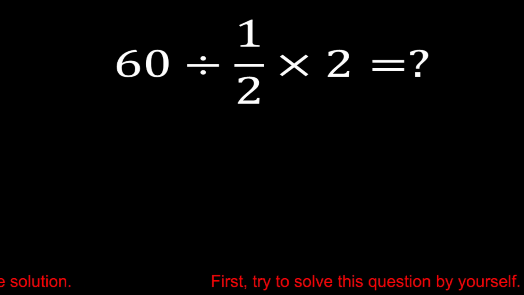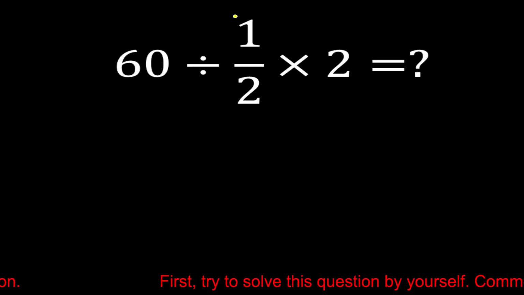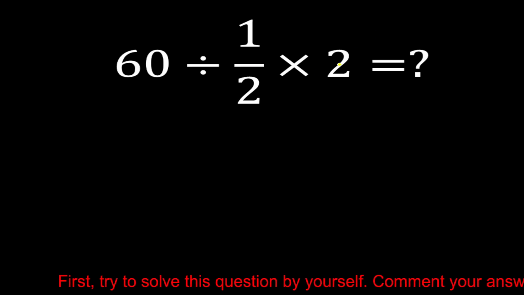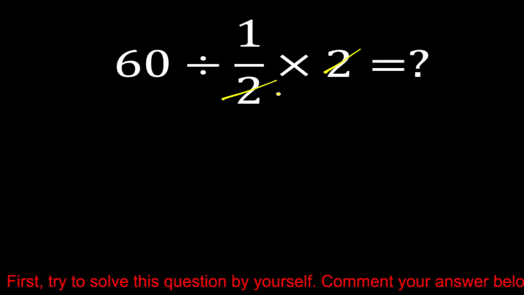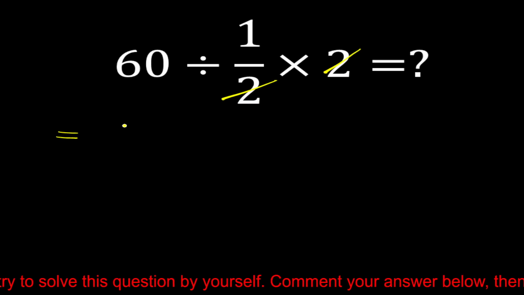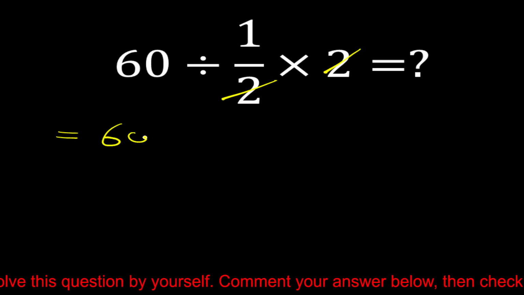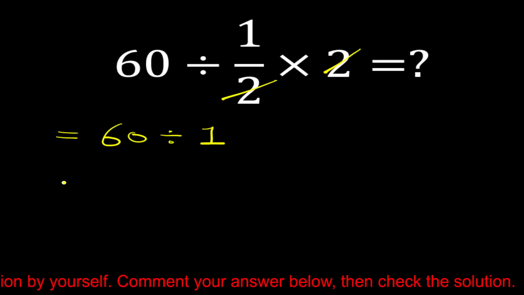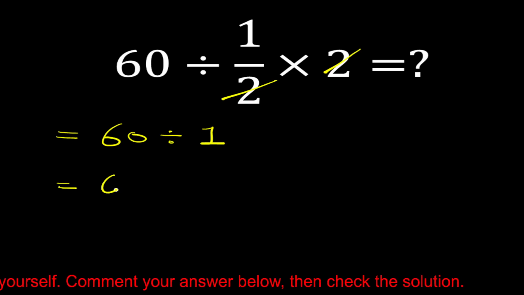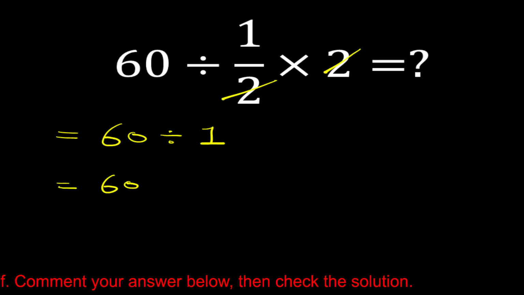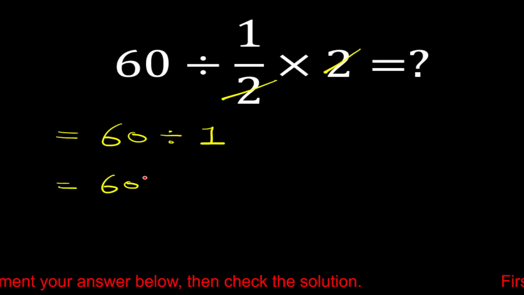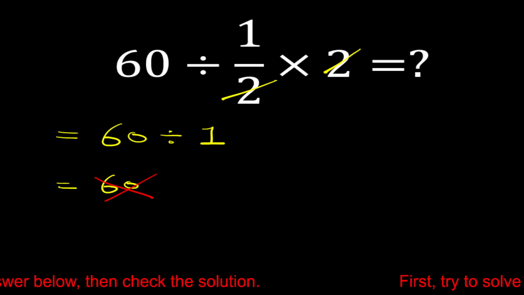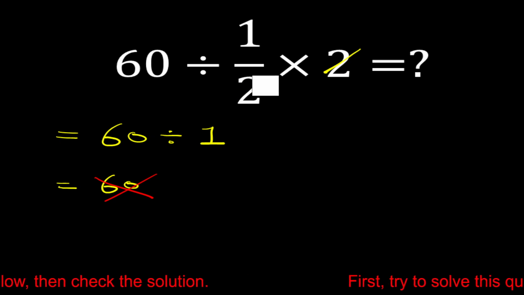So most people solve this question and make a mistake. They solve it like: cancel this 2 by 2, 60 divided by 1, is equal to 60. But here this answer is not correct. Here they are making a mistake, because math always follows the rules.